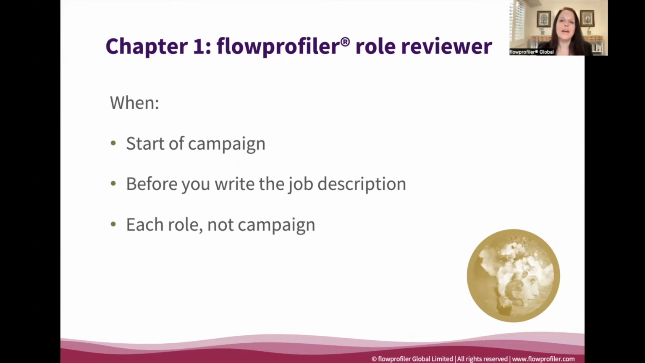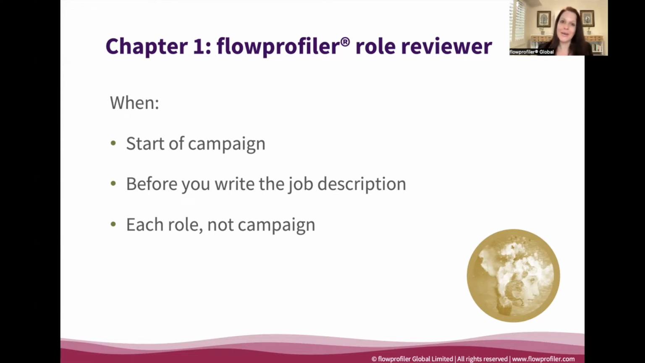When would you do it? Well, you do it at the start of a campaign and ideally before you write a job description. This is important because we do find that often the output of the role reviewer will influence what or how that job description is created.